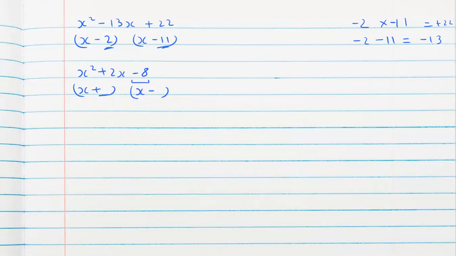So what are the factors of 8? 8 times 1, 4 times 2. So let's take a look at 4 times negative 2, because number 2 is smaller, right? So that will be negative. We got negative 8, 4 minus 2, that is 2. So x plus 4, x minus 2.